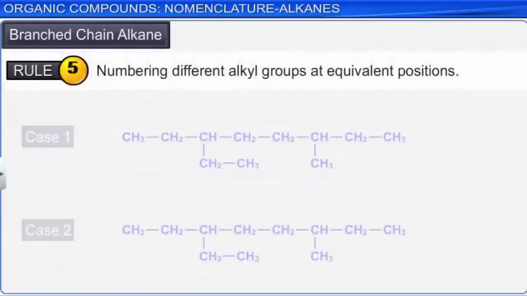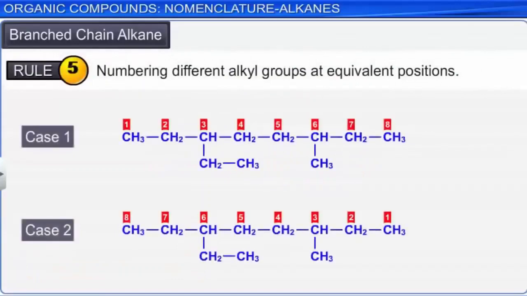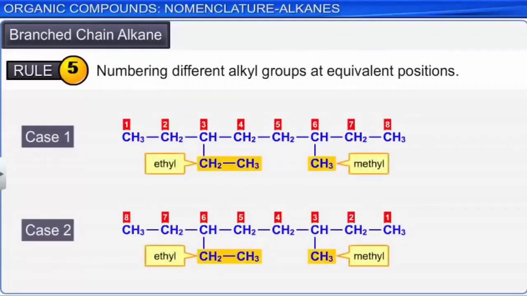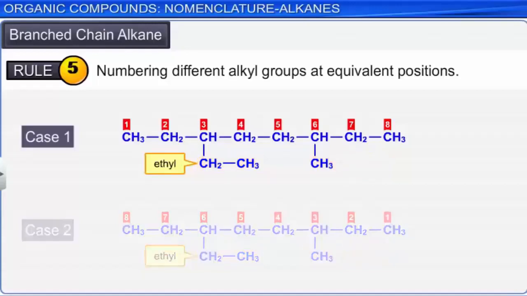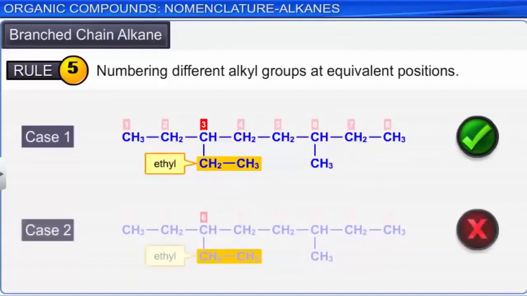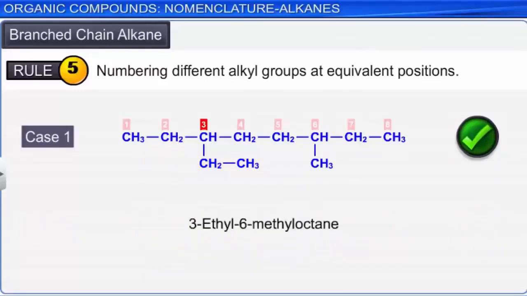Rule 5. Numbering different alkyl groups at equivalent positions. If two substituents are present on equivalent positions, then the lower number is assigned to the group that appears first in the alphabetical listing. For example, in case 1, the ethyl group is present on carbon 3, which is assigned a lower number than its position at 6 in case 2. Hence, the correct name for the compound would be 3-ethyl-6-methyloctane.